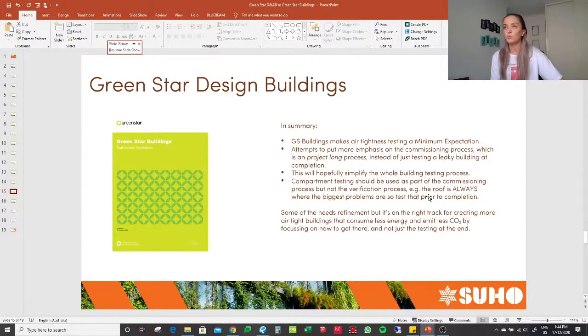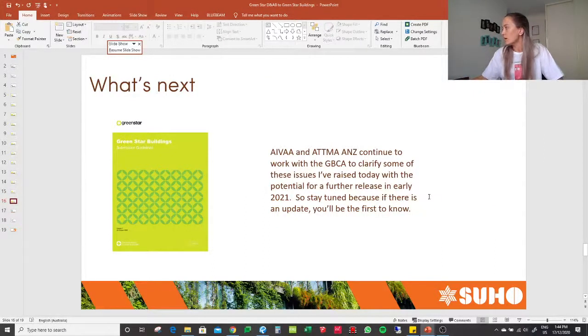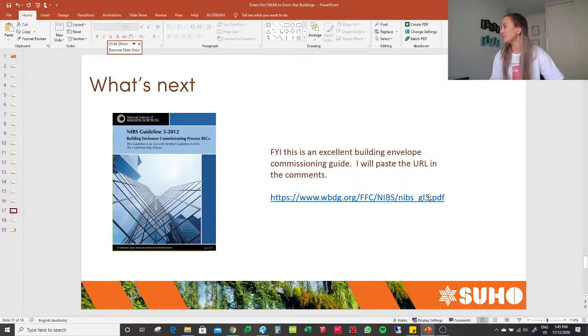So some of the wording I think could do with some more discussion, but I think that this tool is going to do a really good job on creating more airtight buildings and lowering energy use and lowering CO2 emissions. AVA and ATMA ANZ are continuing to speak with the GBCA on this tool, and they ask for consultation, and we're looking forward to talking to them a little bit more about this tool in the future. So yeah, if there are any changes made, then we'll let you know.